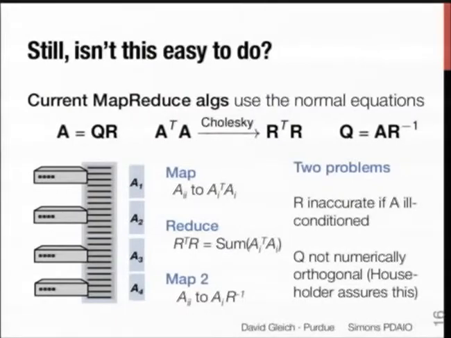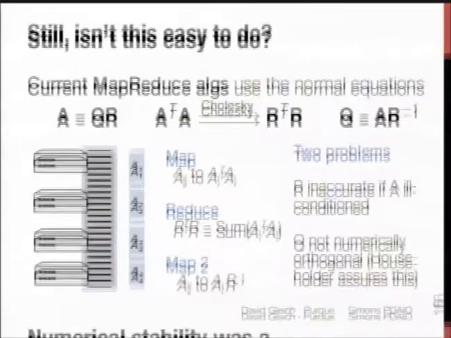So this is great if your problem is well-conditioned. If A is a well-conditioned matrix, this is a fantastic algorithm. But if A is ill-conditioned, even modestly so, then your R matrix is not going to have much accuracy left. And a bigger problem is that a lot of applications actually need Q to be numerically orthogonal. If you do this, Q is not going to be numerically orthogonal.